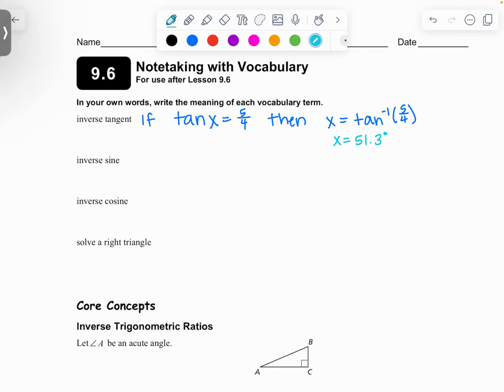Did I do something wrong? Yeah, but where's your second one? You need to make sure you open a parentheses. What's the difference between parentheses and no parentheses? It's taking the inverse tangent of 5 and then dividing it by 4. Oh. Okay, Harvey, did you hear that? Yeah. Okay.